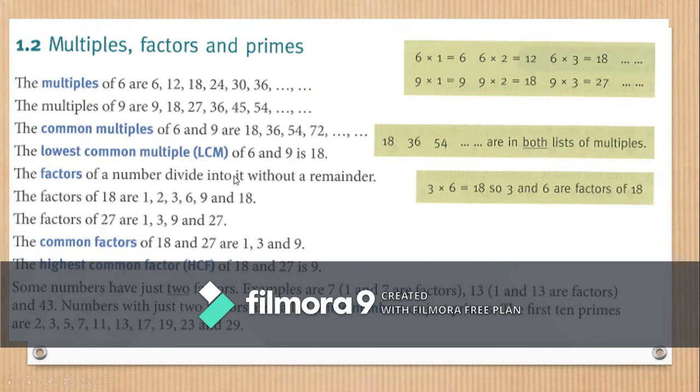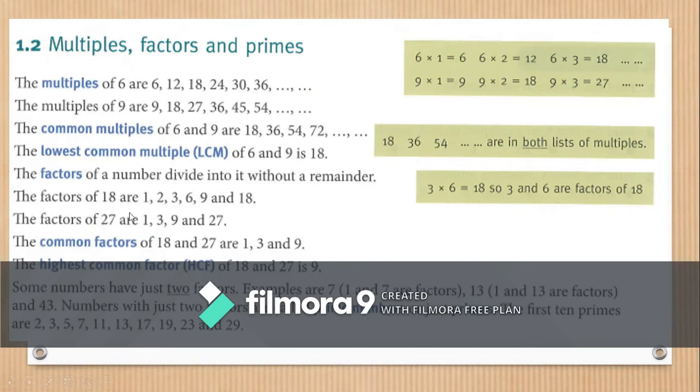A factor of a number is a number that divides into it without a remainder. What are factors? Numbers that you divide by without remainders. Like I say, find the factors of 18. Remember this: the first number is always 1, and it ends with the number itself. So you first write 1, and the last one is 18.